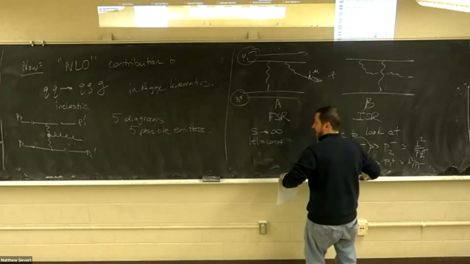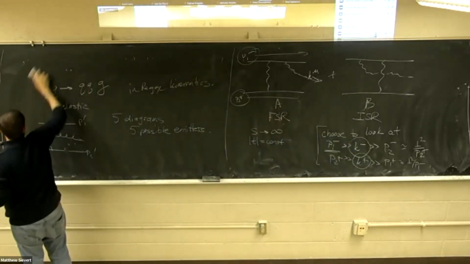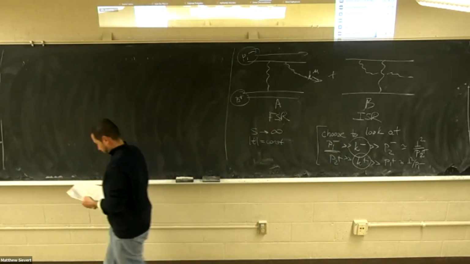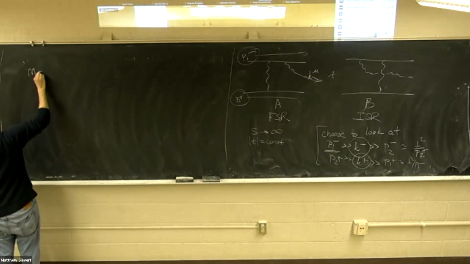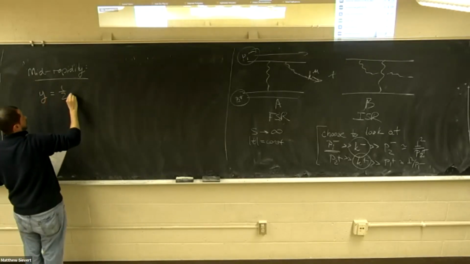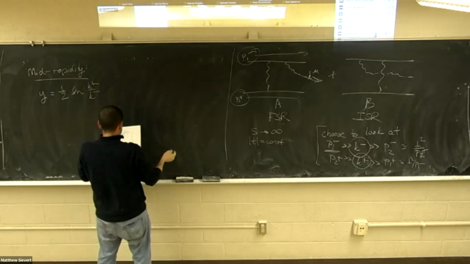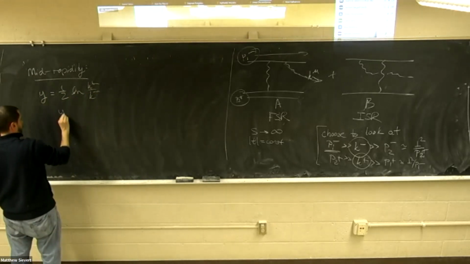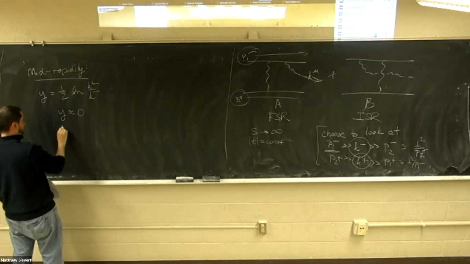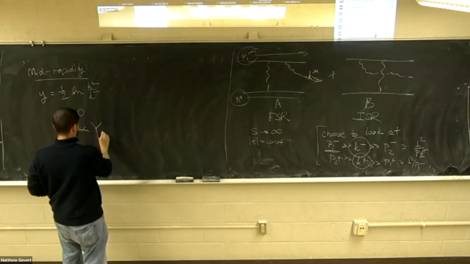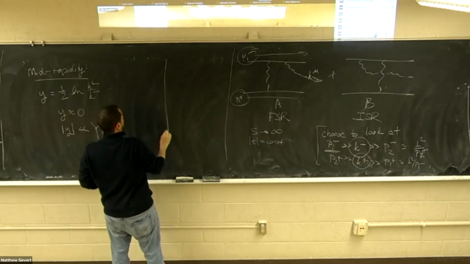This region has a particular name that is of high experimental relevance. This is the mid-rapidity region. So in terms of the rapidity, y equals 1/2 log k plus over k minus in this case. This means that I'm looking at particle production near y equals 0. Let's say the absolute value of my rapidity is much, much less than the total rapidity interval of the collision. What does that mean?